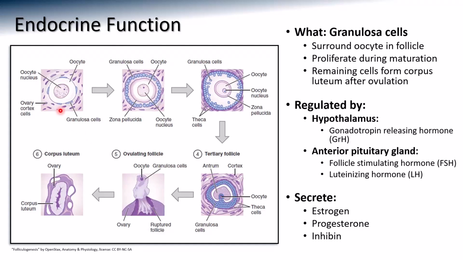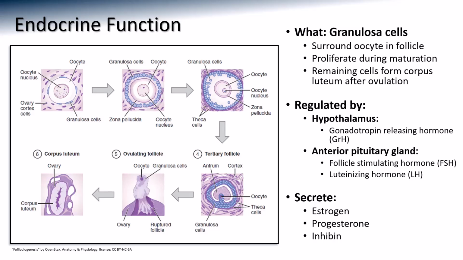As this follicle matures, these granulosa cells are proliferating. They're splitting and making more of themselves. When the follicle ruptures, some of these are going to go out and be ovulated with the oocyte, but some of them also stay inside the ovary, and those are going to form what's known as the corpus luteum, which is kind of a little pocket left behind after ovulation.